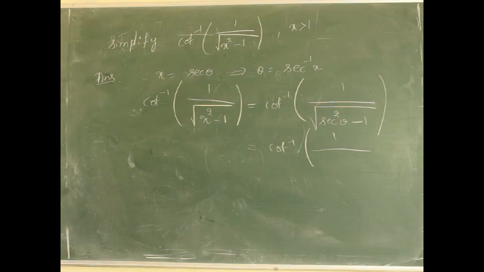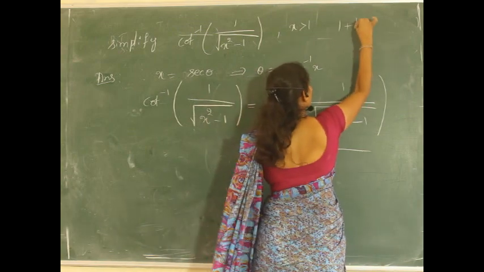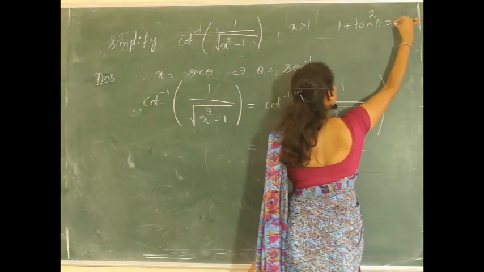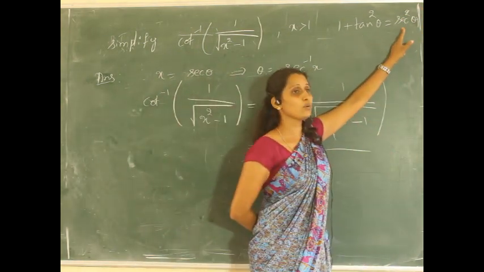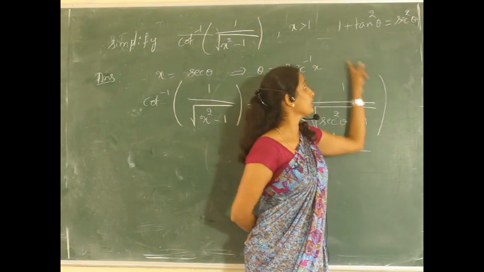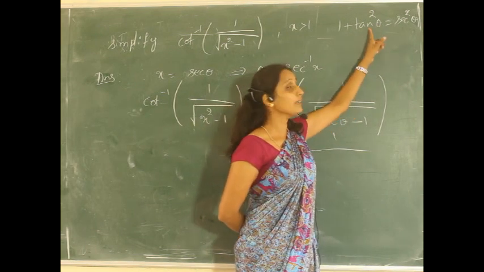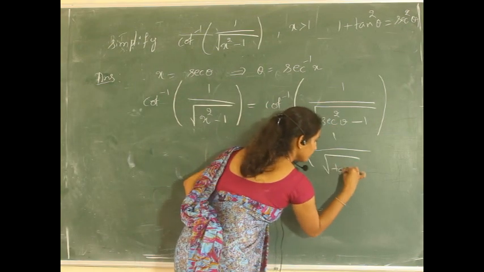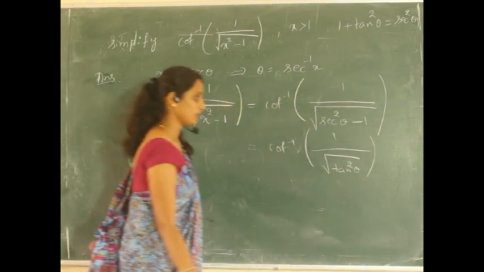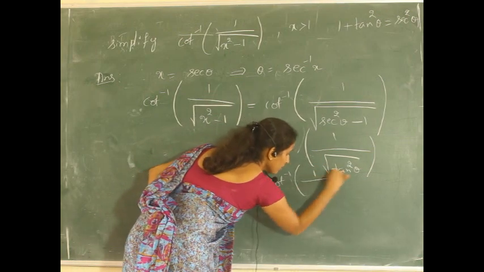We have the identity 1 plus tan square theta is equal to secant square theta. Therefore, secant square theta minus 1 will be tan square theta. So here it is root of tan square theta. So this is equal to cot inverse of 1 by tan theta.